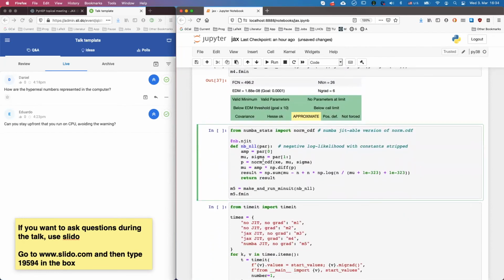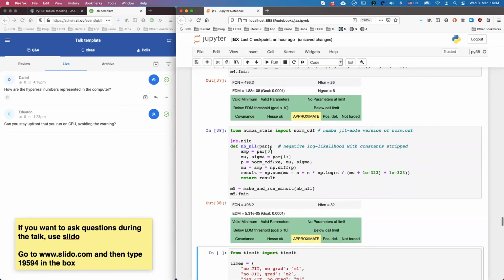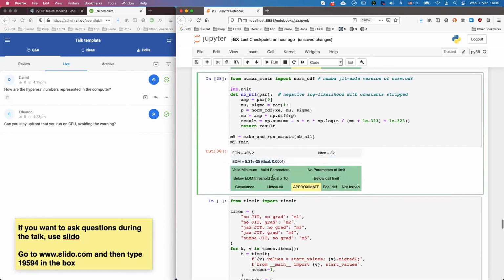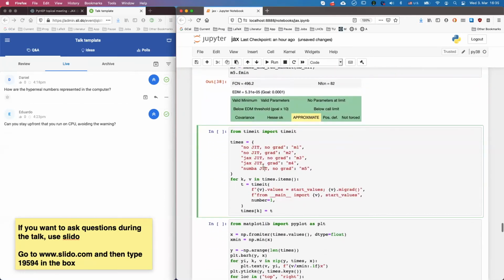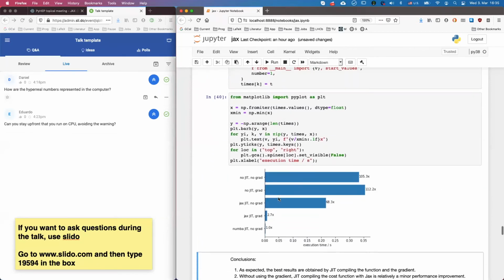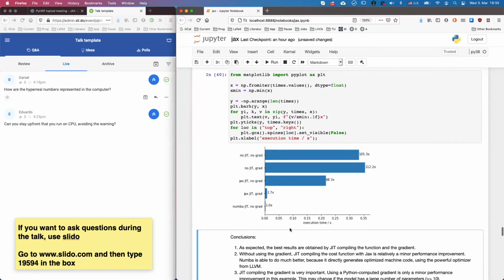Okay, so let's compare these things. So this all works, that's good to know. For comparison, I also use Numba now, another JIT compiler. Here I don't have the gradient information, and I just put this in for reference. You will see later that this is actually interesting. Now we want to do some benchmarks, so I run this many times. And this is the result plotted.